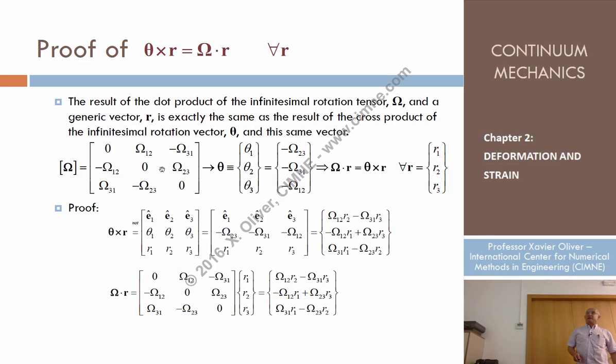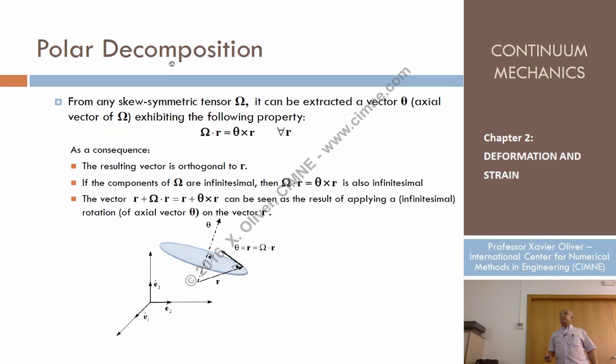So if I take omega, which has this expression, from that I take theta, which has this expression, and then I compute theta times r. R is a vector of three components, r1, r2, r3. If I apply theta times r, I obtain this expression. If I compute omega dot r, I obtain these expressions. These expressions are the same. It's just a matter of checking it. So that's the proof of the theorem that I just stated before.